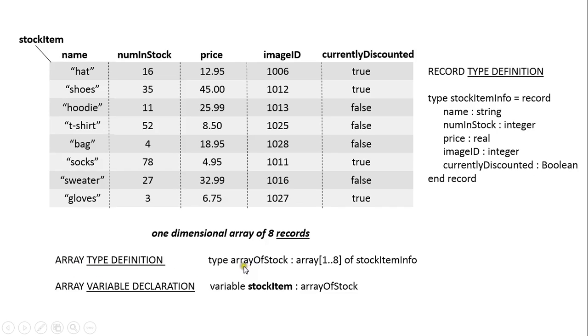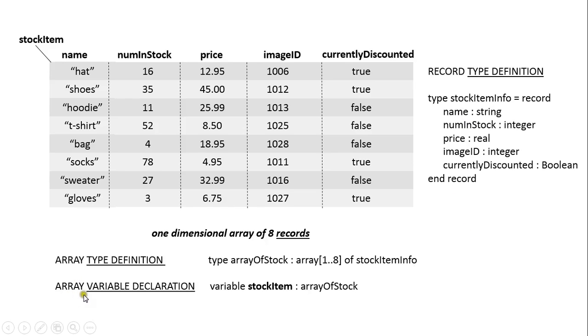And I'm going to say that I have something called an array of stock. And actually, I want to put an equal sign there. And I say that it's an array 1 to 8 of stock item info. And that word there is the word that I named the record with. So I'm saying that I have a type of an array that's got 8 elements, and each element is one of these record thingies.